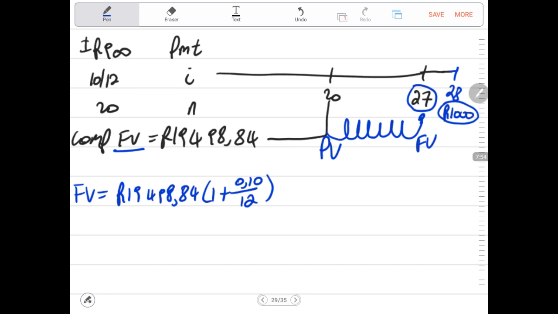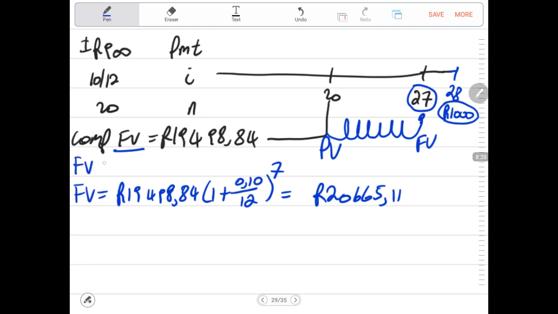In simple terms, you can say 27 minus 20, because we're starting in month number 21, so this will be to the power of 7. There are different ways again, guys, of doing this. Let me first do this: 19,498.84 open brackets 1 plus 0.10 divided by 12 close brackets to the power of 7 equals, we get an amount of 20,665 rand 11 cents.